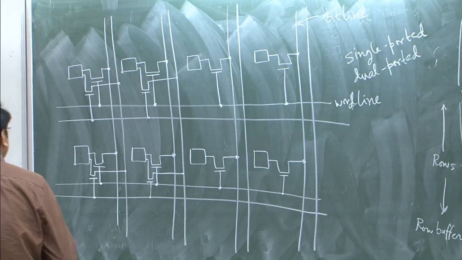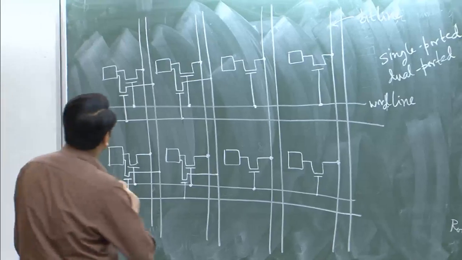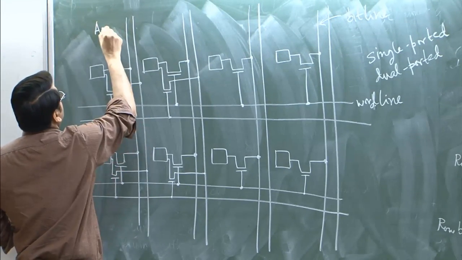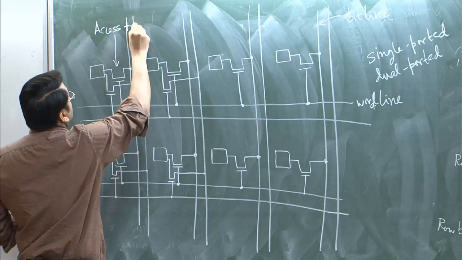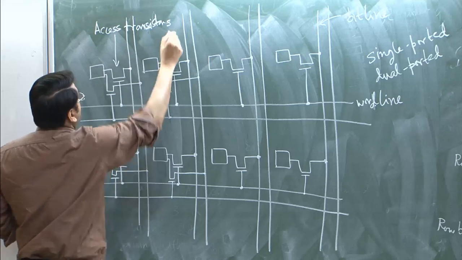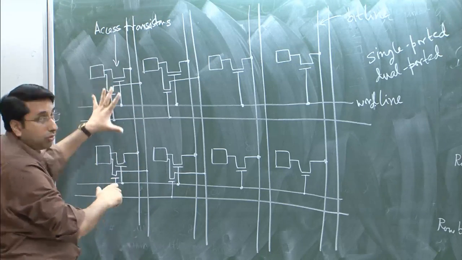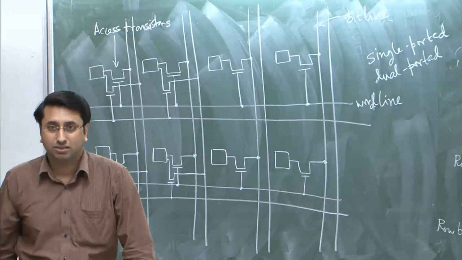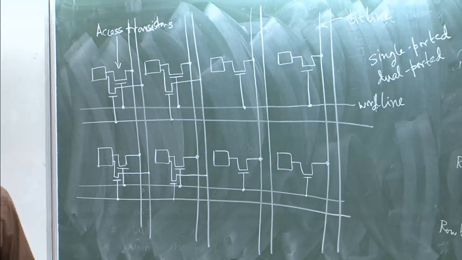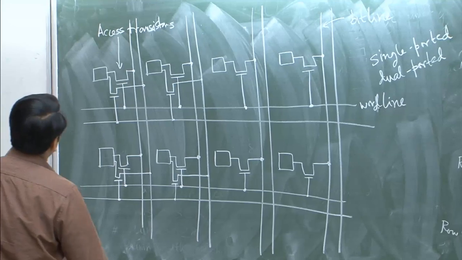Okay, I think I'm going to stop here. One more thing. These are called access transistors. And often taken together, this whole blob here is called an access stack. So you need a bigger access stack if you have more ports. That's what the implication is. Alright?